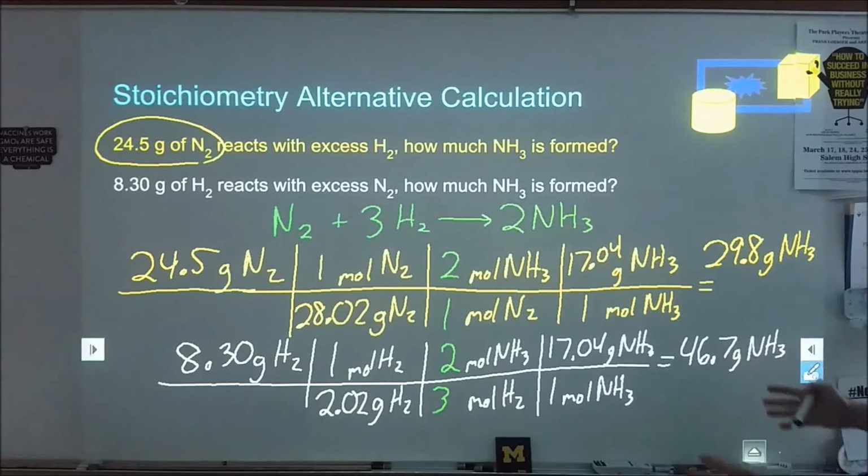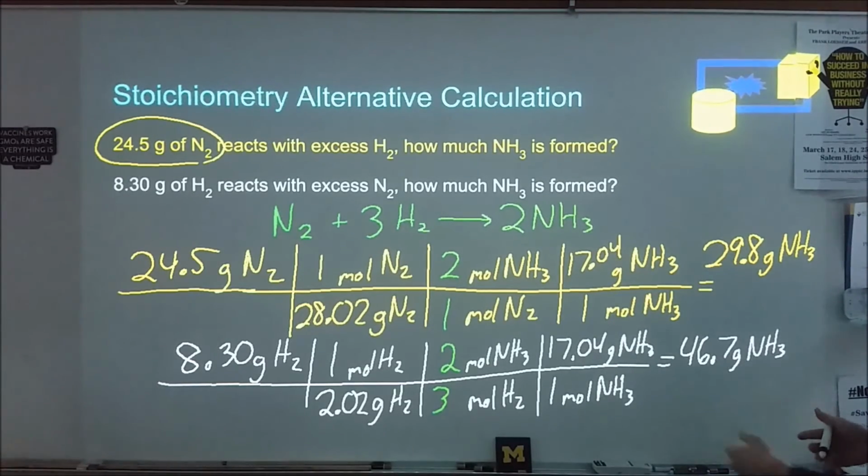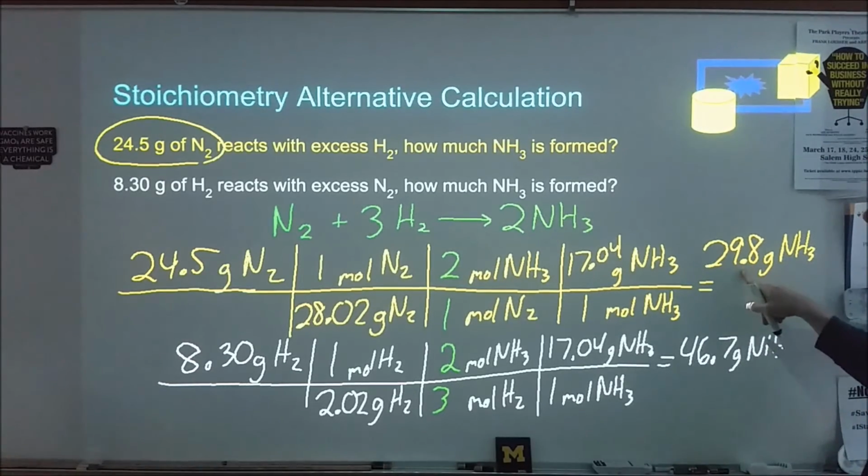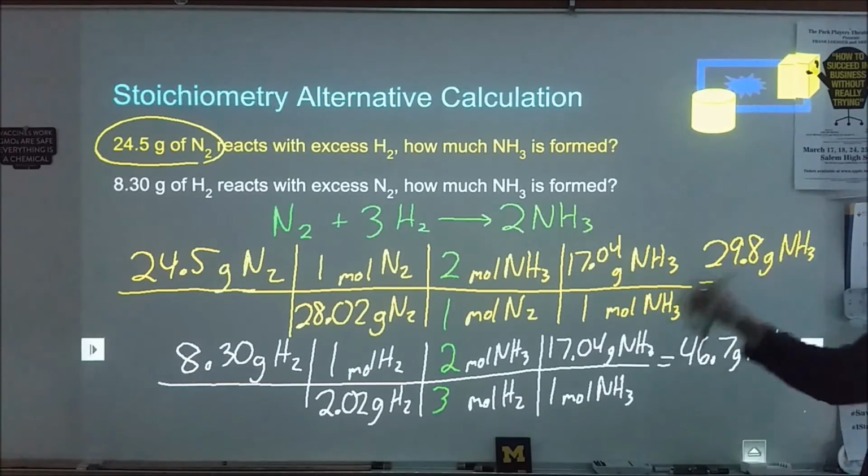Now at the point where you've done both of these problems, what you can actually do is go back and do a little analysis, and figure out which one will run out, which one will have excess, so on and so forth. So what we could do now is go back and say, okay, we can only make so much ammonia with the nitrogen. We can only make a little under 30 grams. So when we get to this amount of product, we're going to run out of nitrogen.